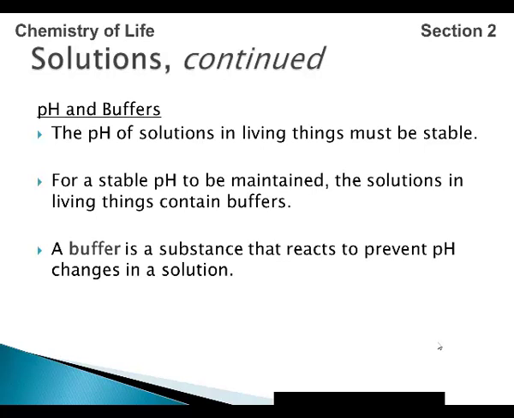The pH of solutions in living things must be stable. For a stable pH to be maintained, the solutions in living things contain buffers. A buffer is a substance that reacts to prevent pH changes in a solution. Usually buffers have an equal amount of hydronium to hydrogen ions.